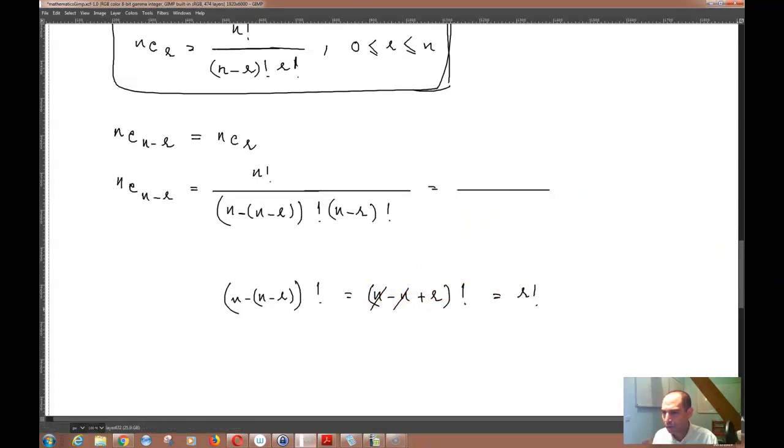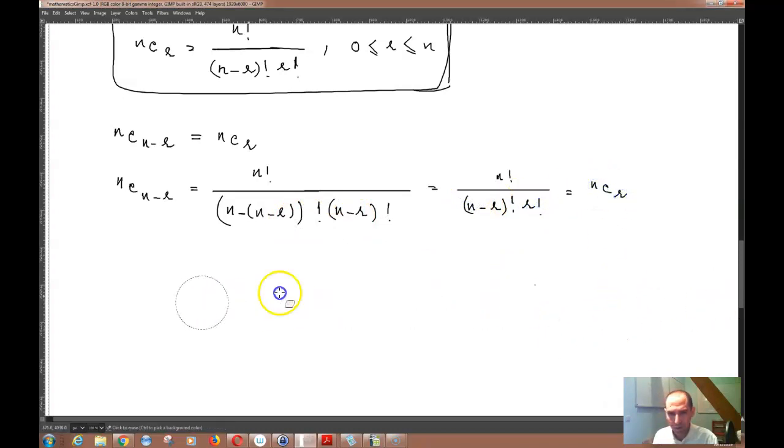So that would be the same thing as n factorial over n minus r factorial times r factorial, which is the same thing as n combination r. So that means that n combination n minus r is the same thing as n combination r. That's also something that you will be able to use in different situations, at least in this book. So you need to know that.